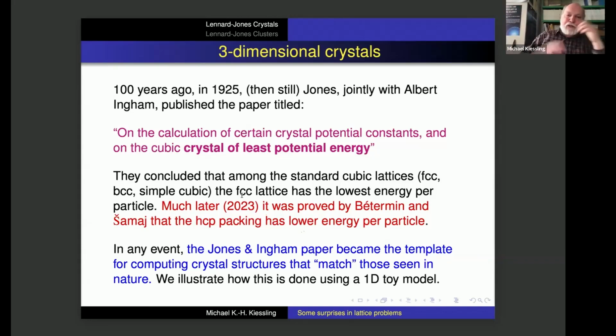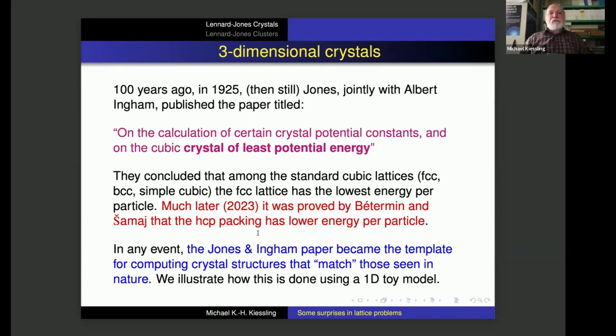No? And of course, you cannot really simulate infinitely big systems. But it was Betermin and Shammai, inspired actually by more accurate and more powerful numerical simulations that were done a few years earlier. I forgot to dig out which team was doing that. So these are now, Shammai is a physicist, Betermin a mathematician, so they teamed up, and they actually proved that indeed the HCP packing has a lower energy per particle than FCC in the thermodynamic limit. No?